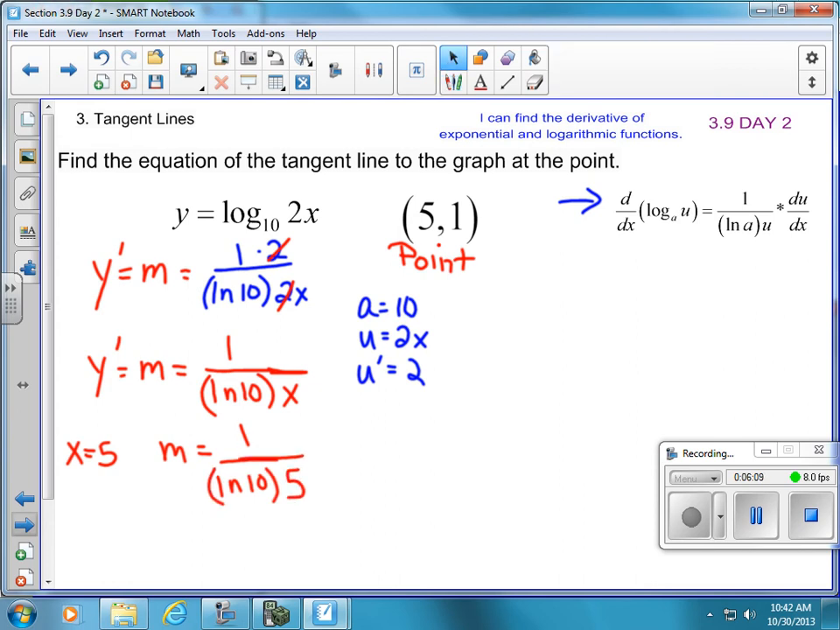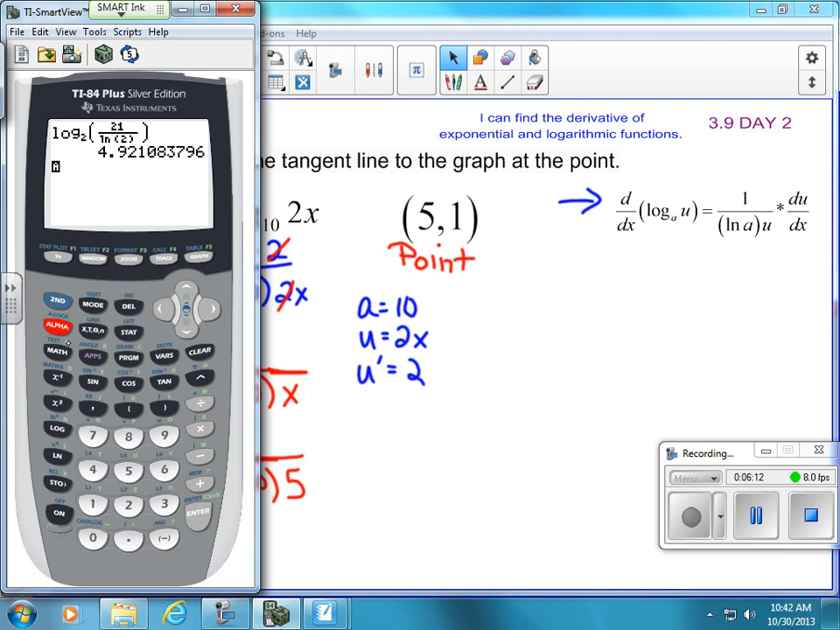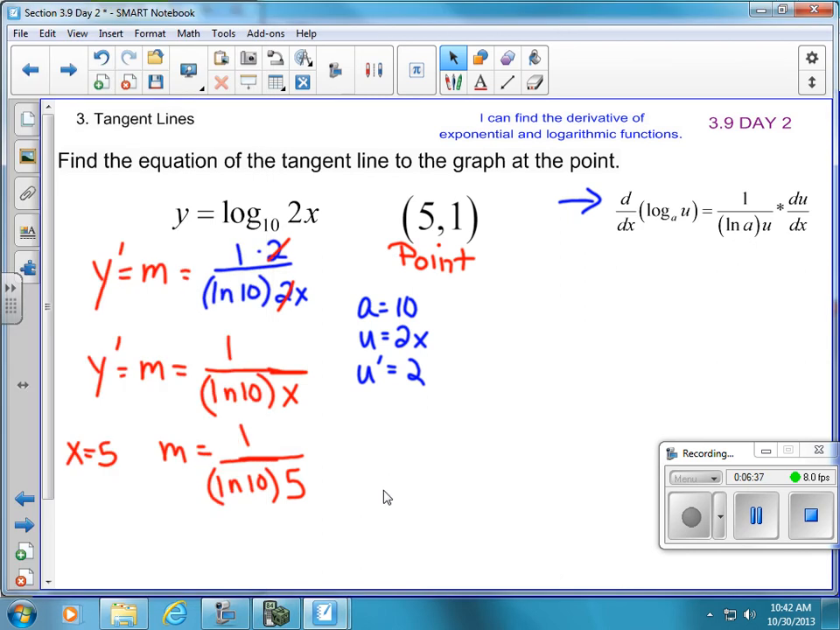All right, so put that into your calculator. Alpha, y equals, enter, 1 over ln of 10, times 5. And that equals 0.086. Remember, you can truncate or you can round, either one. So I'm going to write 0.087 because I'm used to rounding.